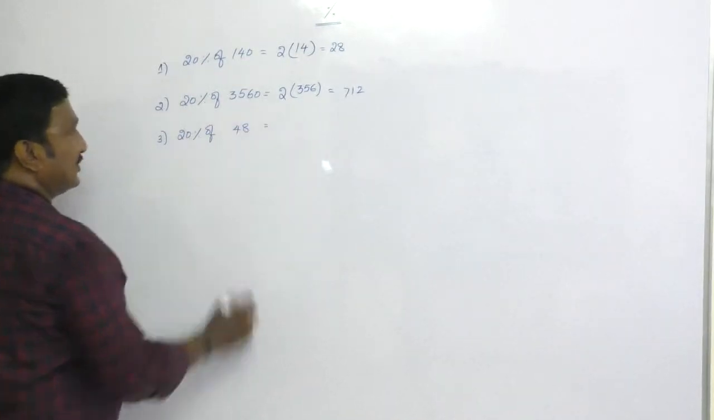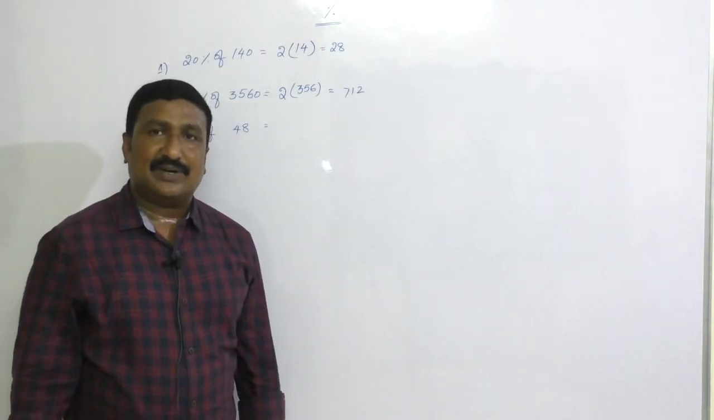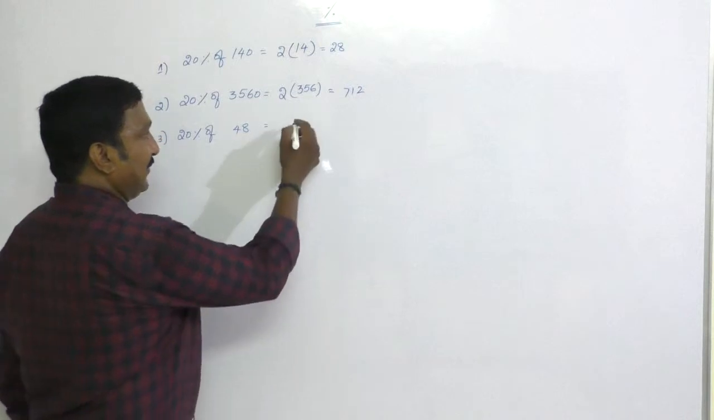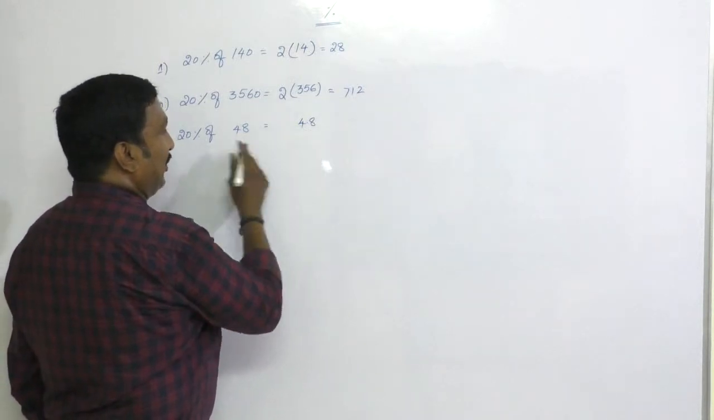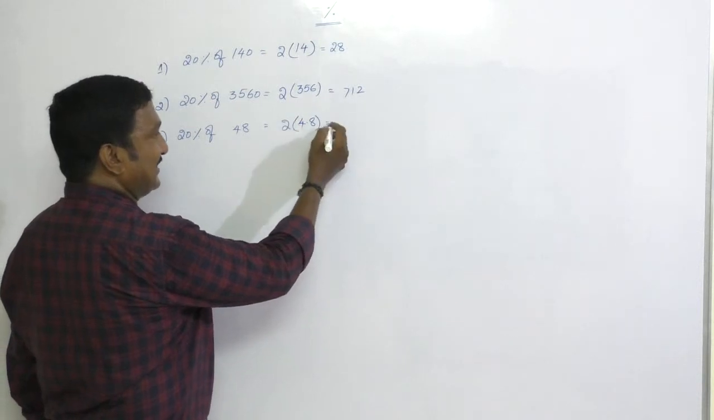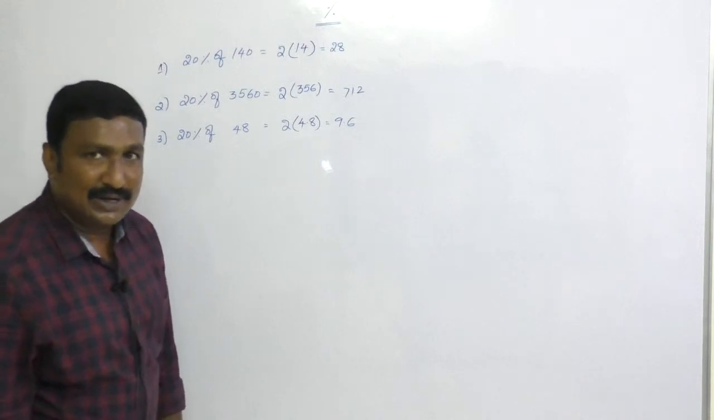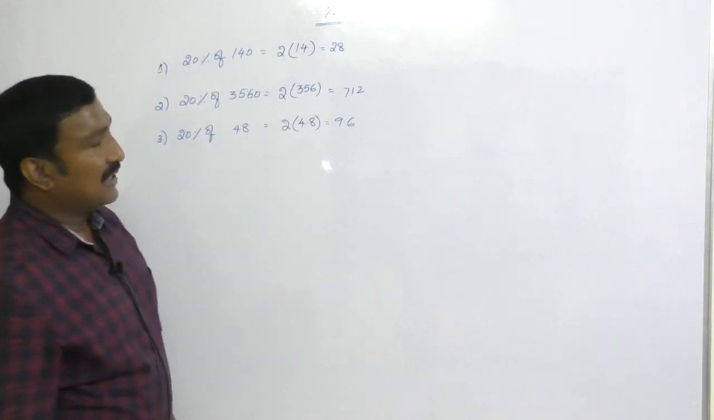Similarly, I will take 20% of 48. So what is the 20% of 48? First calculate the 10%. What is the 10%? 4.8. Right? Now I have to calculate 2 times of this number. So 2 times of 4.8 is how much? 9.6. Okay now friends, so like this you can calculate the 20%.